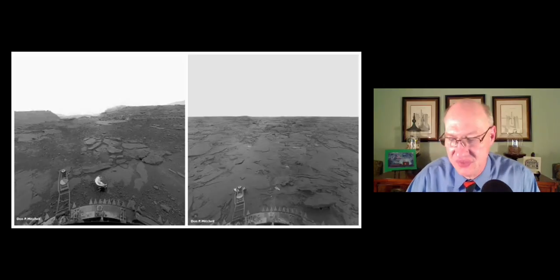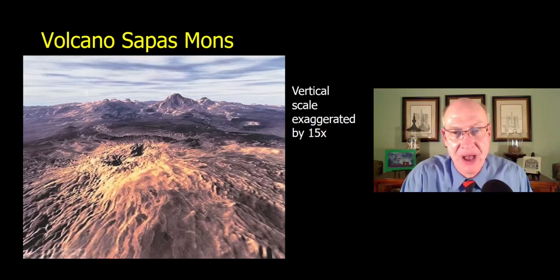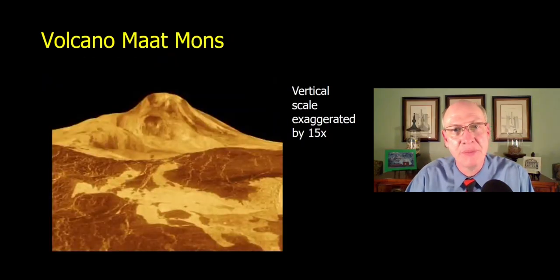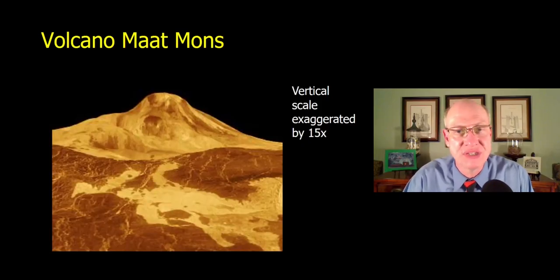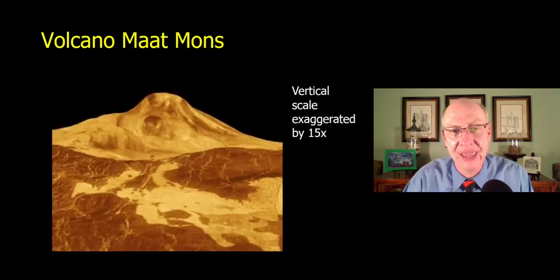I mentioned earlier that Venus has volcanoes. This is Sapas Mons, one of those volcanoes. Sapas Mons is sort of right here in the foreground. Other volcanoes are off in the distance. That is Maat Mons, another volcano on the surface of Venus. And it raises the question, what kind of volcanoes does Venus have? Does Venus have composite or stratovolcanoes, or does it have shield volcanoes?